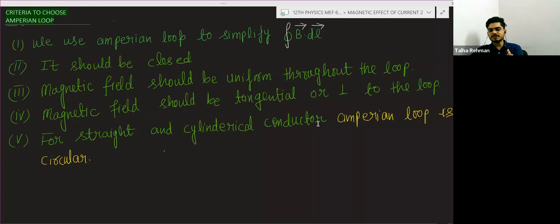And for straight and cylindrical conductor, Amperian loop is circular. So we had earlier a straight conductor, so we have chosen the circular Amperian loop. So write down these steps.